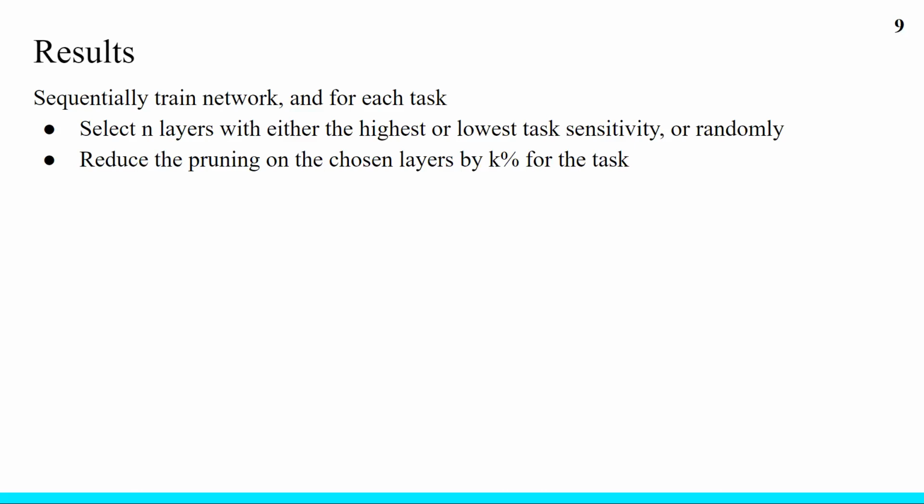Then for those selected layers, every layer is pruned by some amount, and the selected layers have their pruning reduced by some percentage K. So the idea is that we would expect if the more sensitive layers are susceptible, or sensitive, I should say, to changes or pruning, that by reducing the pruning on those sensitive layers, you could preserve more of the accuracy or improve the accuracy that you see.